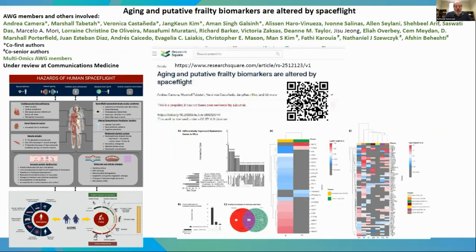We also heard from Andrea about his exciting new concept. We know that there are similarities between aging and spaceflight in terms of biological changes. And an emerging idea within the aging community is, can we actually assess frailty and use that as a marker? So he's started this very exciting initiative to see whether there are markers of frailty associated with spaceflight and whether that relationship between aging and spaceflight is conserved into this concept.